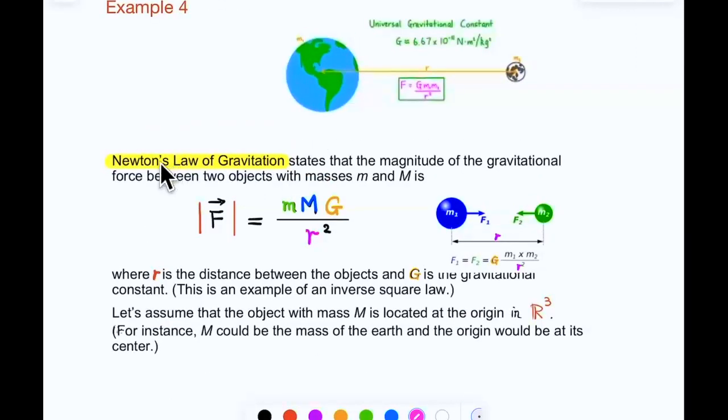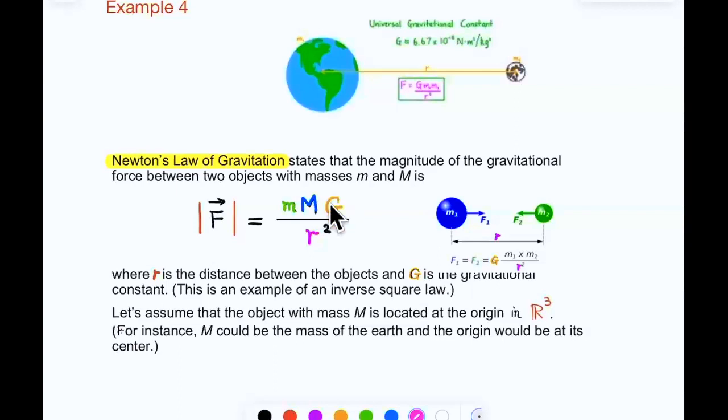Do you guys remember Newton's law of gravitation, right? Yeah, you remember. That's good. What does it say? It says that the magnitude of the gravitational force between two objects, like the Earth and the Moon, right? The mass for the Earth, let's call it big M. The mass for the Moon, let's call it small m. Then the magnitude of the gravitational force between the two objects is given by this formula. It is the mass of this object times the mass of this object, times G, divided by the square of the distance between them.